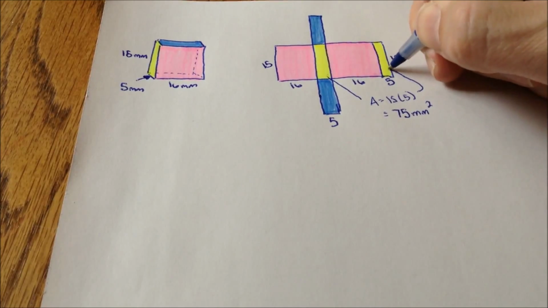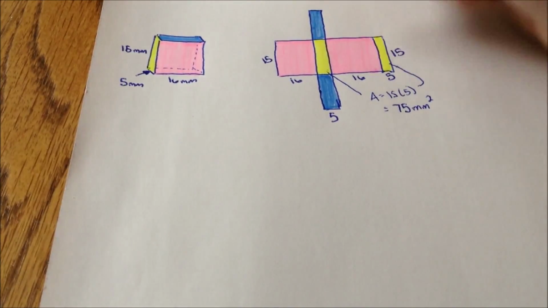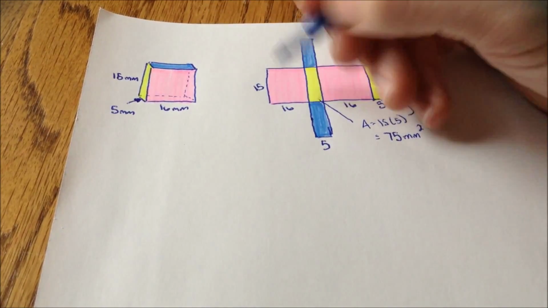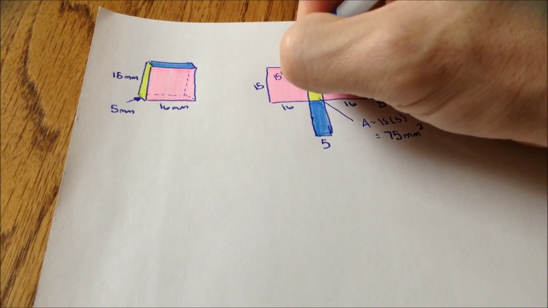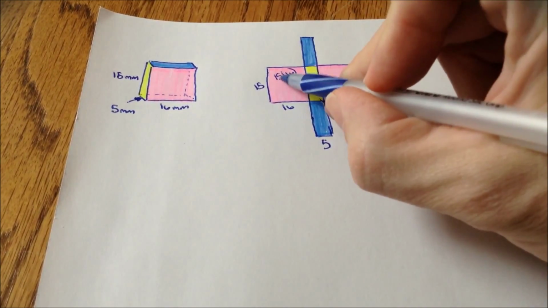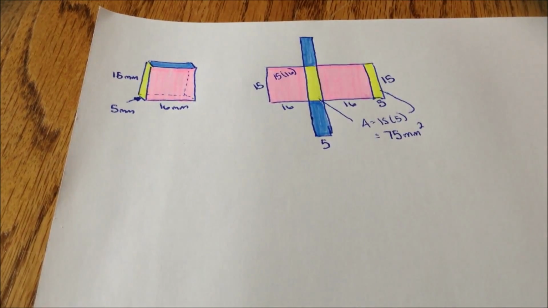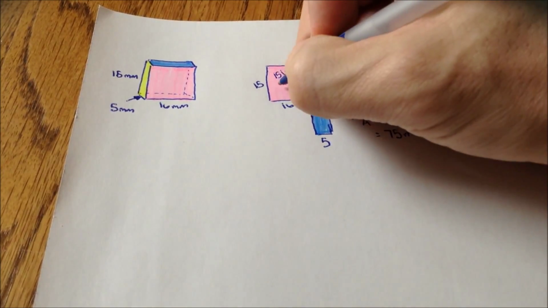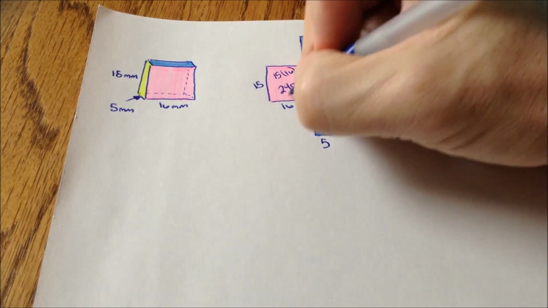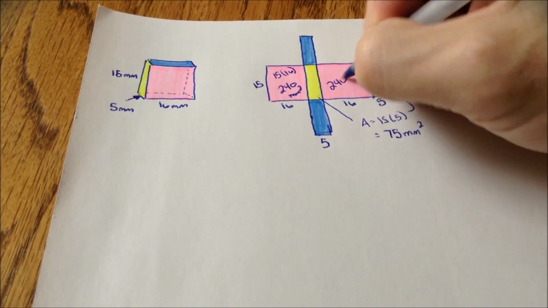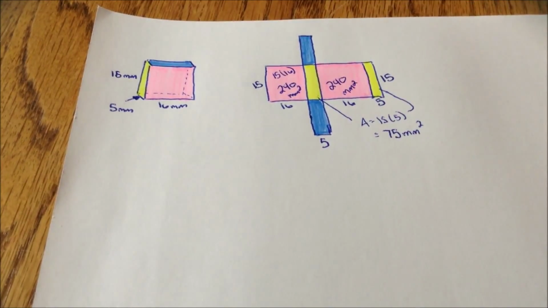This is also going to work for that yellow piece. The pink piece is going to be 16 by 15. And when I do this, I know, just because I know my square roots, that 15 times 15 is 225. So if I have one more group of 15, that would be 240 millimeters squared. And again, that would be the same for this piece, 240 millimeters squared.